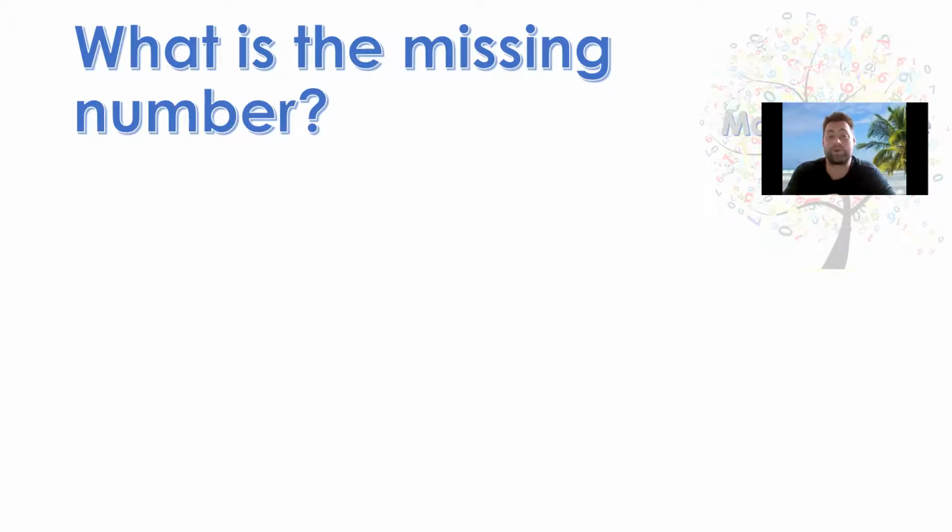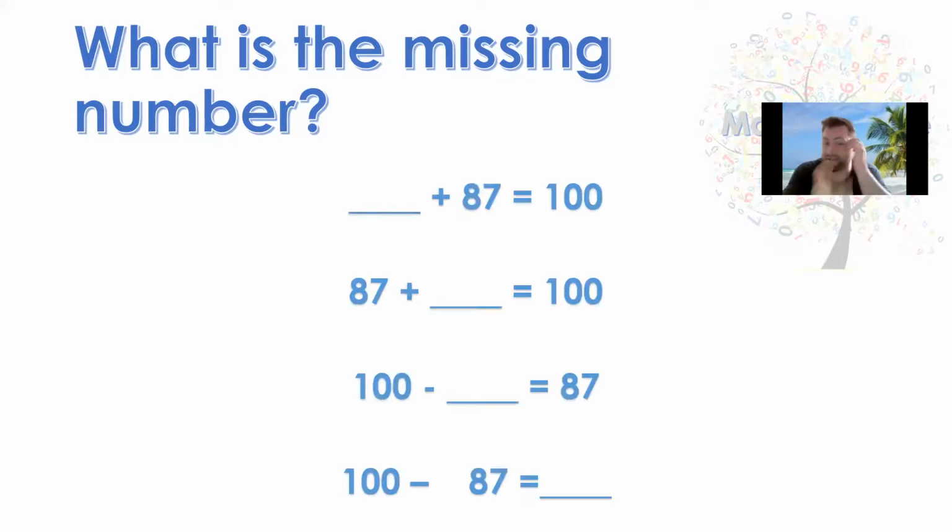Now this one, I quite like this one. You're going to have a series of questions up on the screen. There's going to be a missing number. The missing number is the same for every single number sentence. You need to figure out what that number is. So something plus 87 is 100. 87 plus something is 100. 100 take away something is 87, and 100 take away 87 is something. What number is missing? It has to be the same number. Hopefully you put 13, so well done for that.